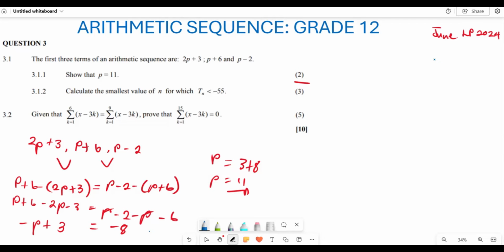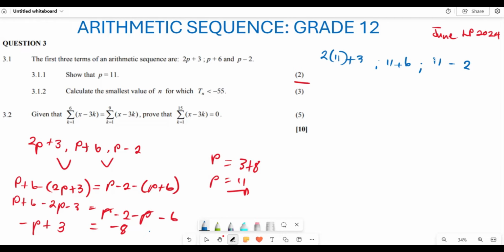Now we are going to substitute the 11, right? Which means this is 2 into 11 plus 3, which is the first term. The second term is the same as 11 plus 6. And then the third term is going to be the same as 11 minus 2. And what is going to be the first 3 terms here?